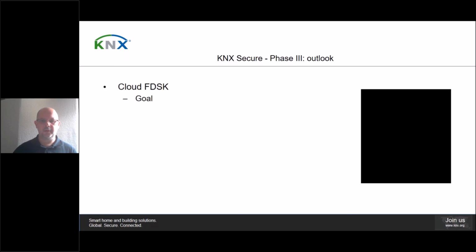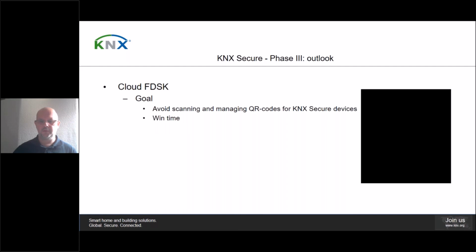Another active topic is the cloud FDSK. The goal is to avoid scanning and managing QR codes for KNX Secure devices. QR codes have to be taken from the box, removed from the devices, and scanned. This goes pretty fast, but for large installations with hundreds and thousands of devices, this is still time-consuming. Additionally, these QR codes have to be stored somewhere safe and have to be passed to the legal owner later.